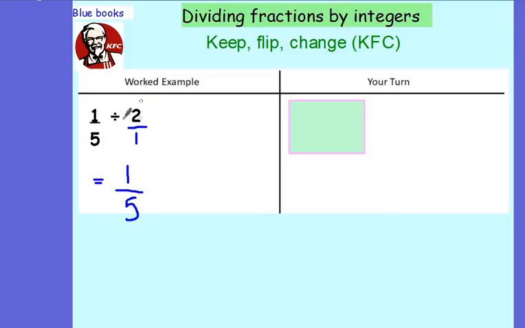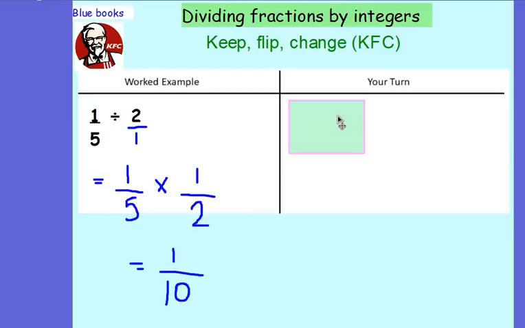I'm going to flip my second fraction over this time. It was 2 over 1, so it's now going to become 1 over 2. And I'm going to change my sign to a multiply. Multiplying my numerators, 1 times 1 gives me 1, and 5 times 2 gives me 10. So I've kept my first fraction, I've flipped my second one over by writing it as 2 over 1 to start with, and changed my sign.